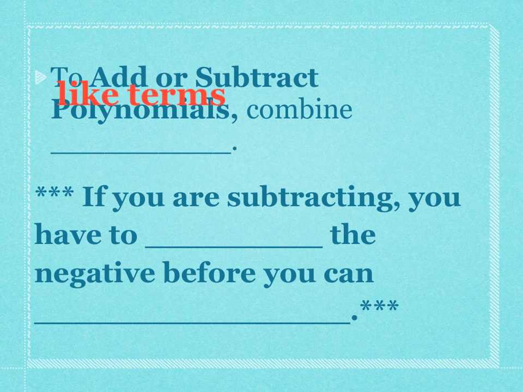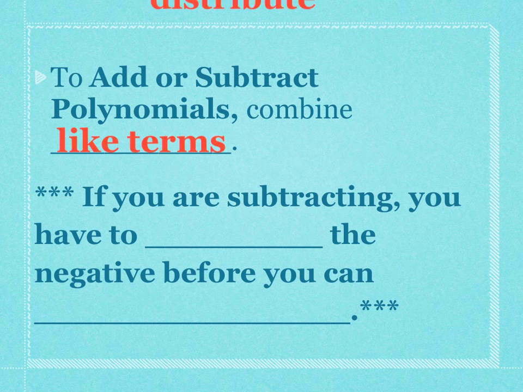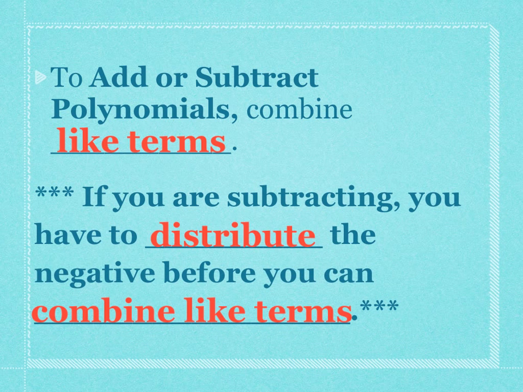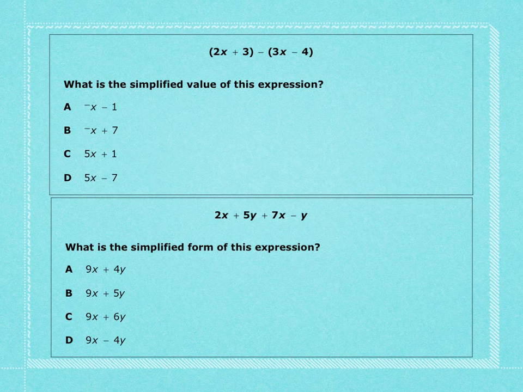To add or subtract polynomials, you're going to combine like terms. It's really important to remember that if you are subtracting polynomials, you're going to have to distribute the negative before you can combine like terms. There's an example of this on the next slide. If you look at this first example, it says 2x plus 3 minus, in parentheses, 3x minus 4. What is the simplified value of this expression?